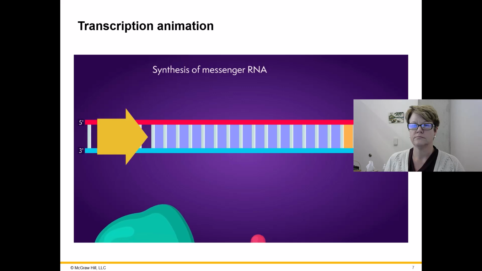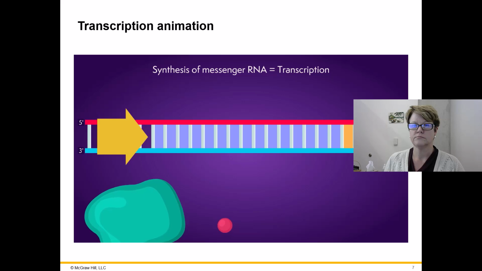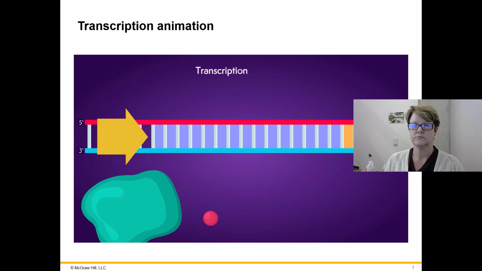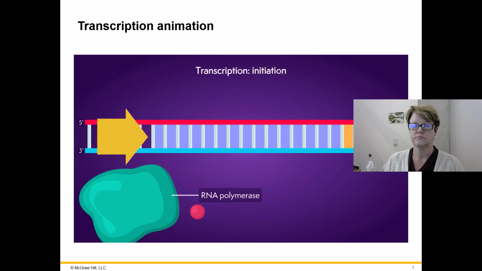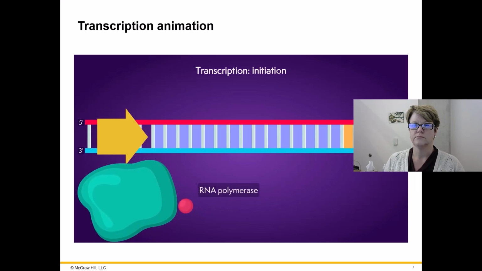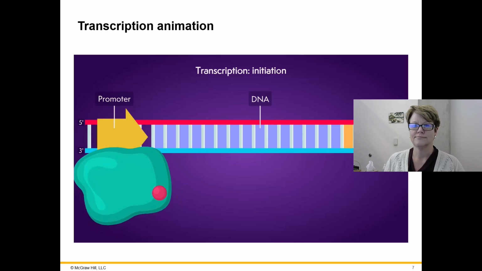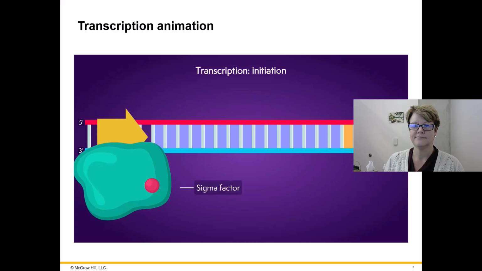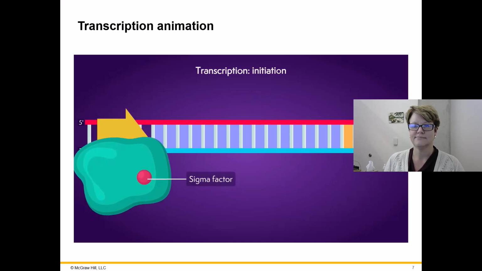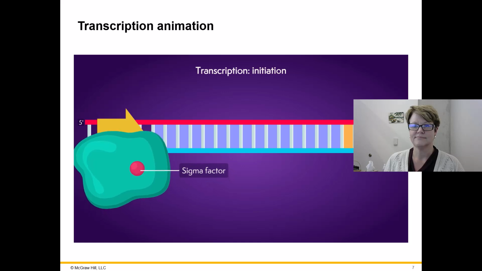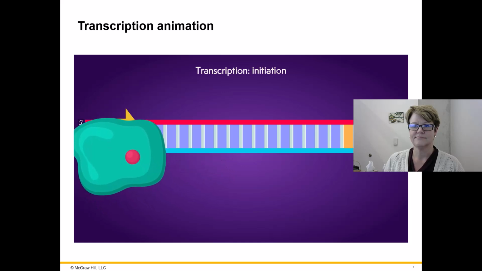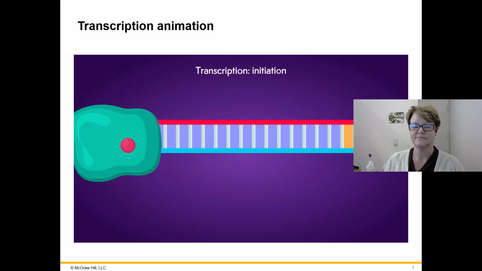The synthesis of messenger RNA is called transcription. In bacteria, transcription begins when RNA polymerase recognizes and binds to the promoter region on the double-stranded DNA molecule. A particular subunit of RNA polymerase called a sigma factor participates in recognition of the promoter region. Soon after transcription is initiated, the sigma factor dissociates from the RNA polymerase.